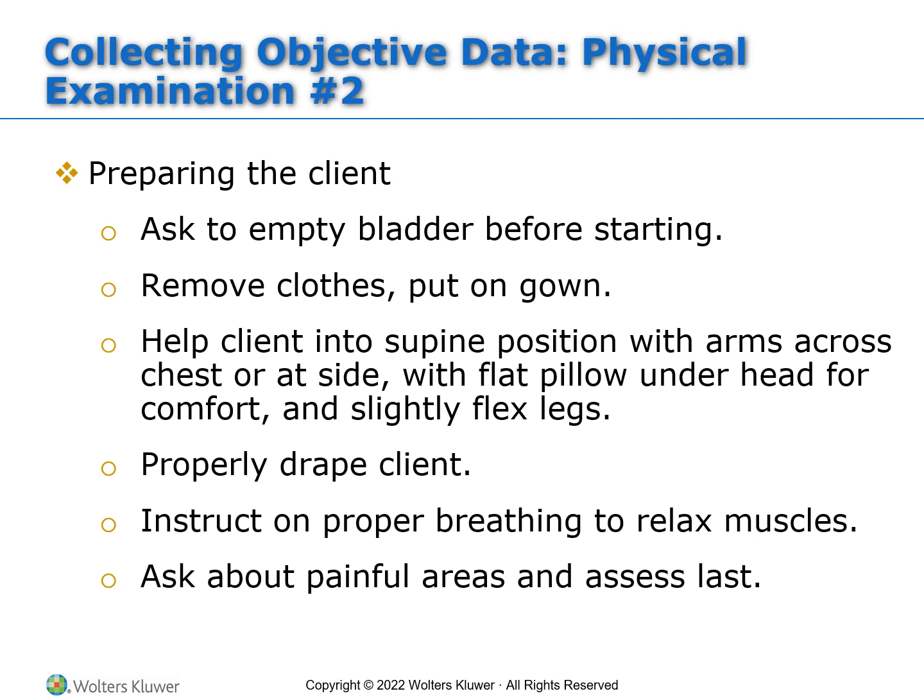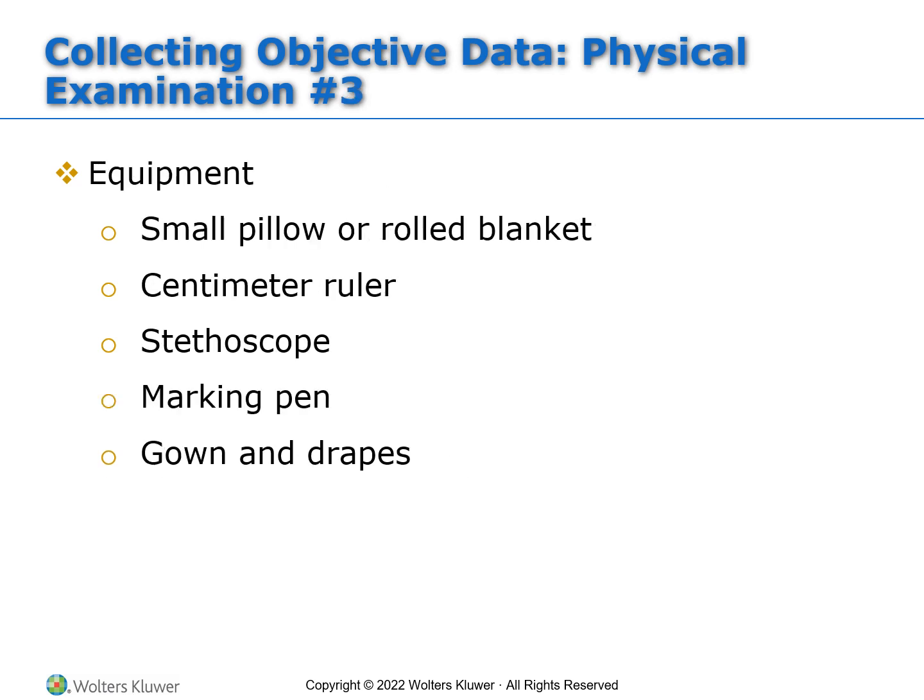Before you touch the abdomen, ask them about any areas that are specifically painful or tender, and maybe any areas that might be specifically ticklish with them. And then also approach the client with a slow, gentle movement. Equipment you're going to need are a small pillow or rolled blanket, a centimeter ruler, stethoscope, and a marking pen. All right, so there's your list there. The pillow, the centimeter, the stethoscope, the pen, and gowns and drapes.